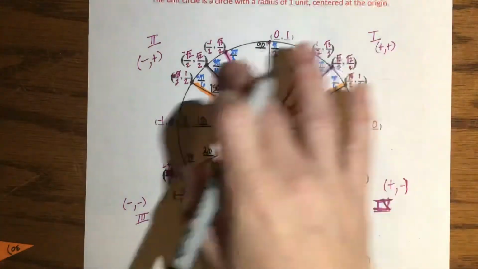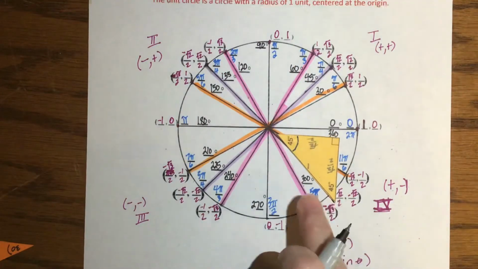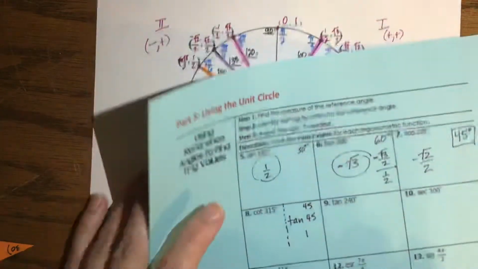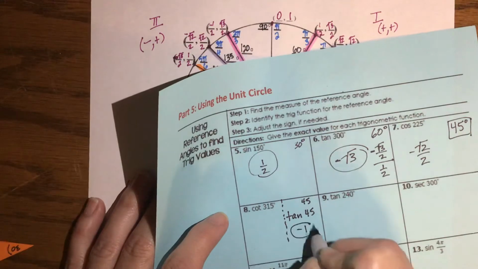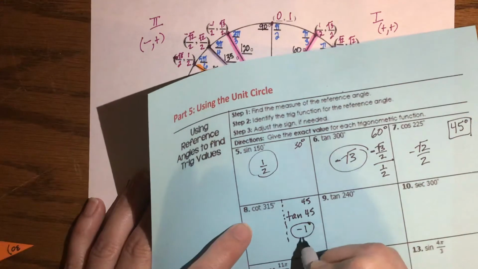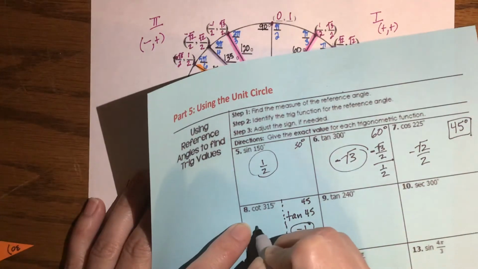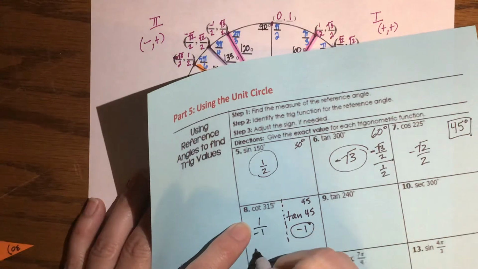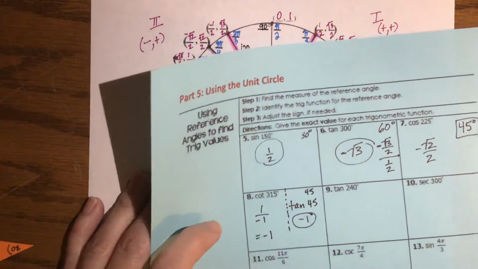So all students take calculus. Only cosine is positive here, which means tangent is negative. Okay? And then for cotangent, I just flip that. So 1 over negative 1, which is negative 1.